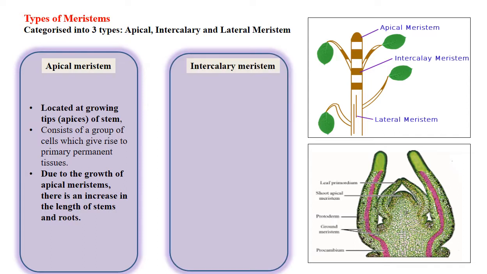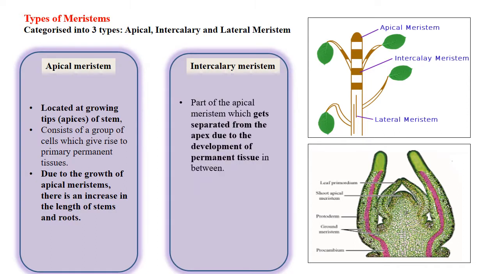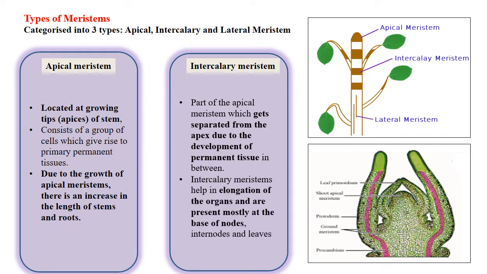Intercalary meristem. It is a part of apical meristem which gets separated from apex due to the development of permanent tissue in between. Intercalary meristem helps in elongation of the organs and is present mostly at the base of the nodes, internodes and leaves.